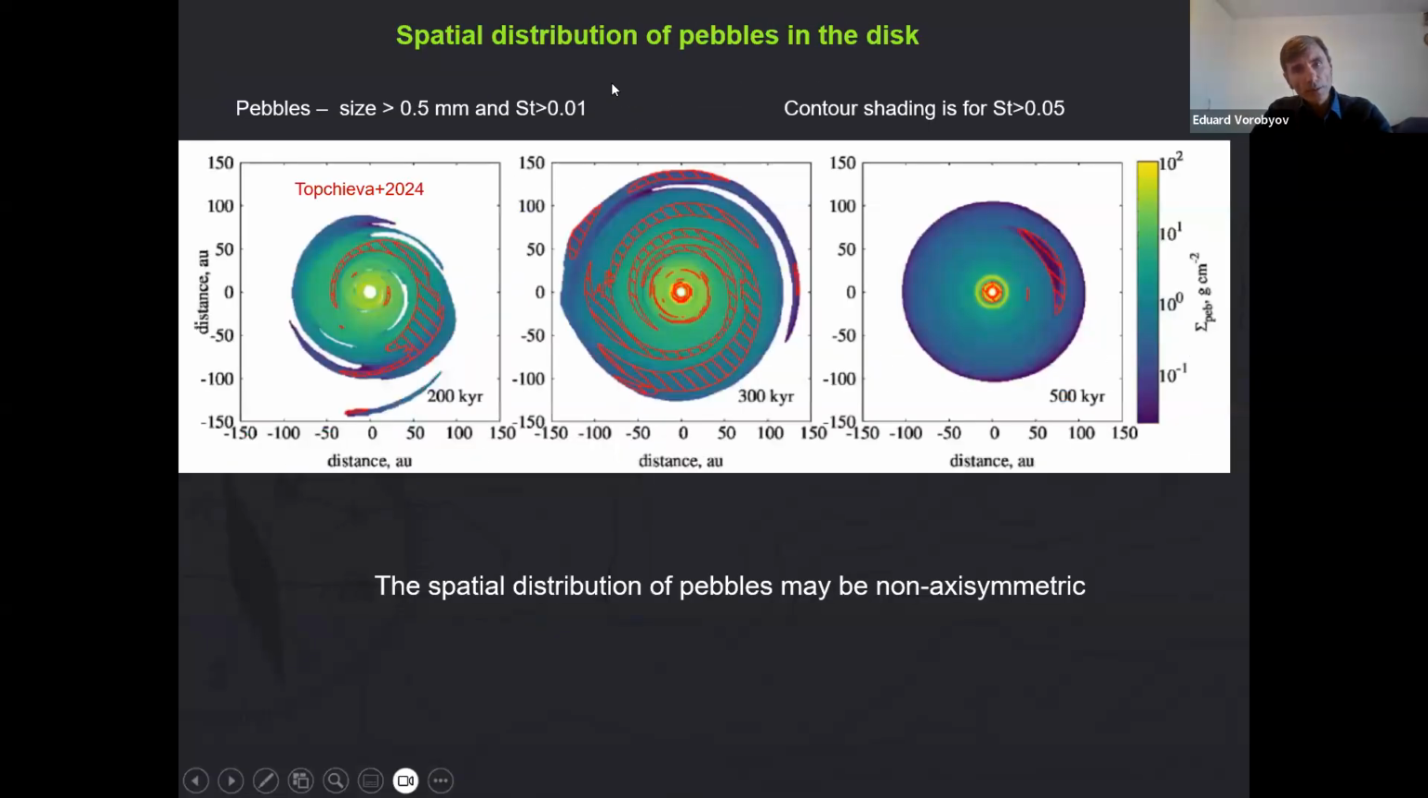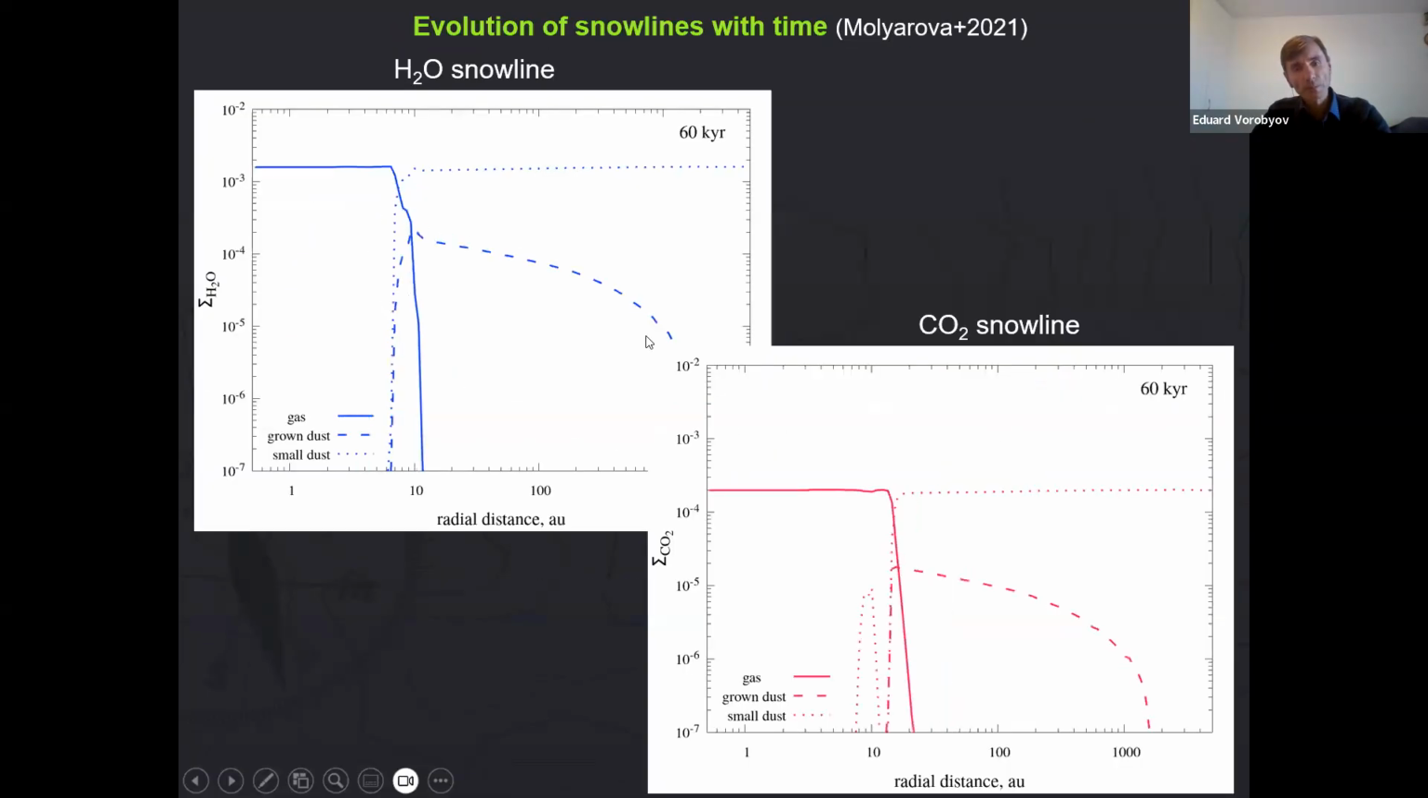Another interesting application: we can look at the spatial distribution of pebbles, and we define pebbles as grains with size greater than 0.5 millimeters and Stokes number greater than 0.01. This is how it is distributed in a disk and how the distribution changes. You can notice that there is a 2D element to it. The distribution is not 1D, it's not axisymmetric. Especially this becomes clear if we redefine the pebble distribution and require that the Stokes number be greater than 0.05, then it becomes patchy.